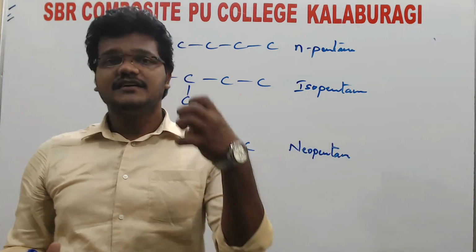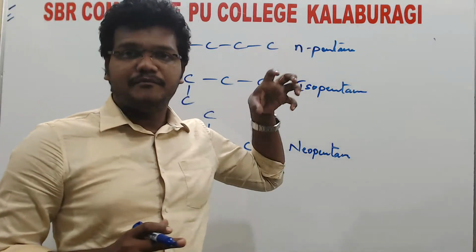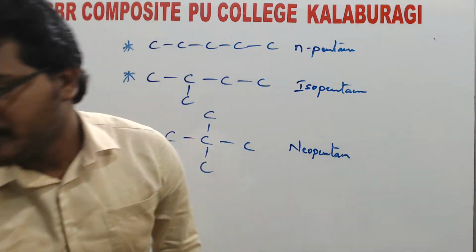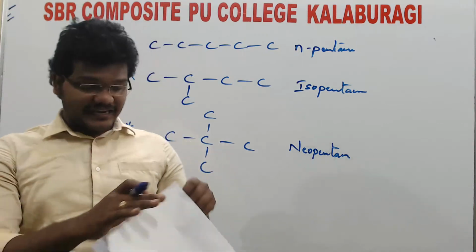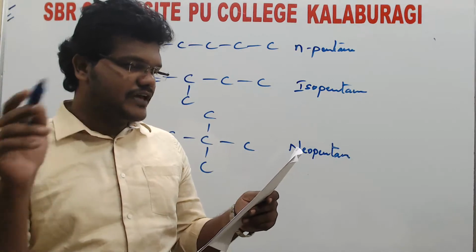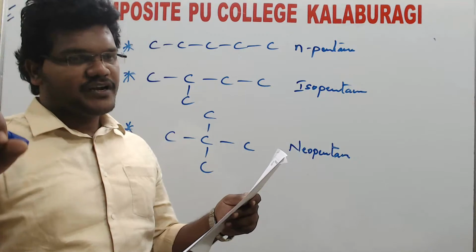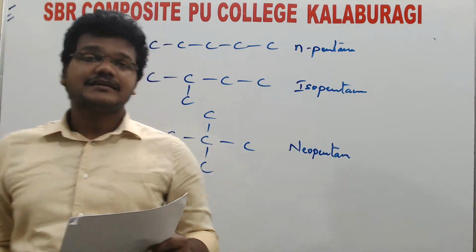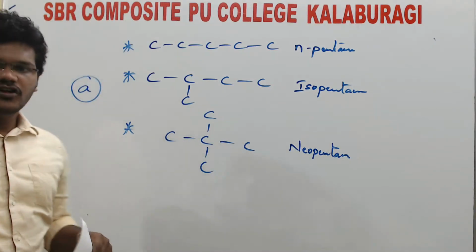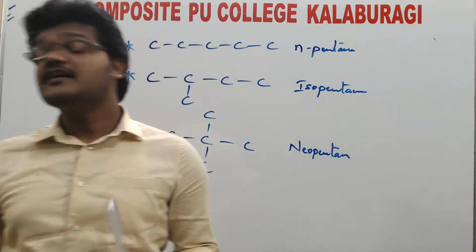So we know that as branching increases, surface area decreases, and stability obviously decreases. So first is n-pentane, normal pentane, then isopentane, followed by neopentane. Among these 4 options, which is the correct one? In option A, we are having n-pentane greater than isopentane, which is greater than neopentane. So option A is the correct answer for the second one. Please do remember option A for the second one. Clear? So let us go for the third one.